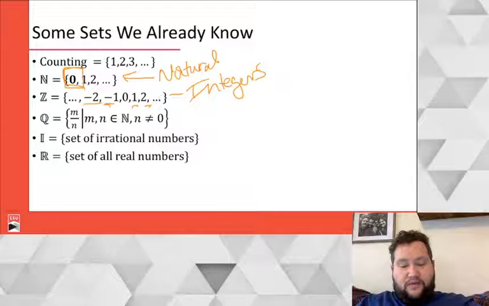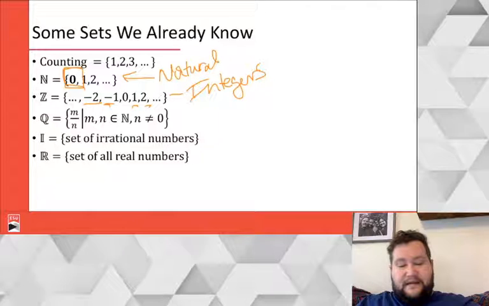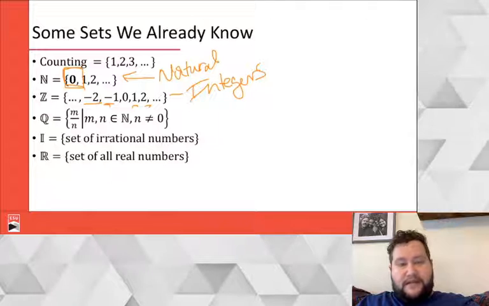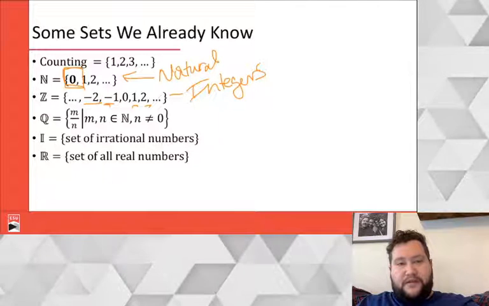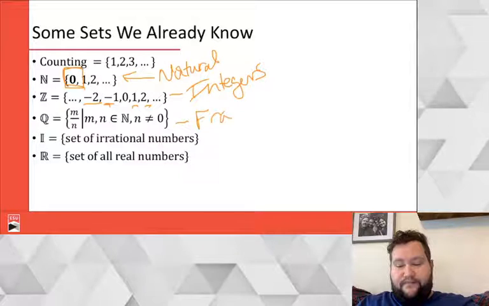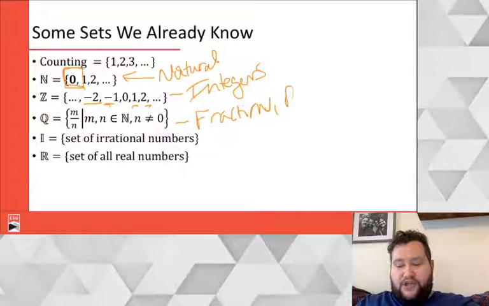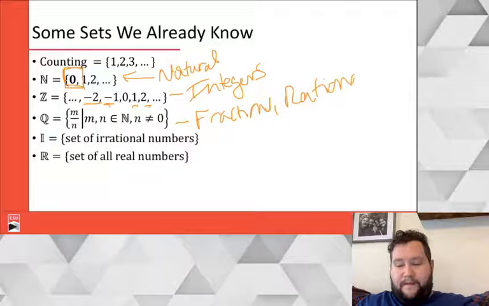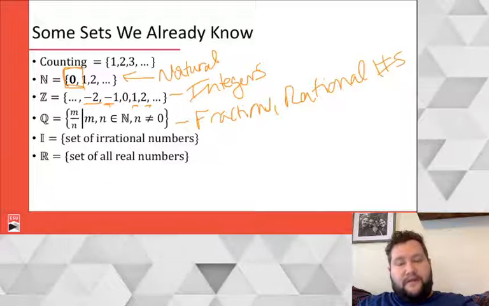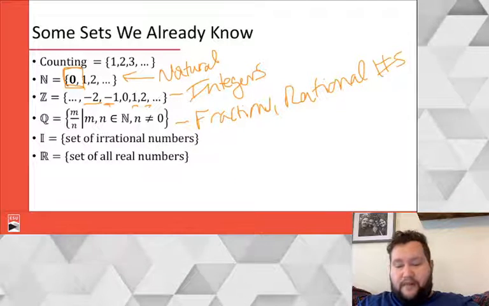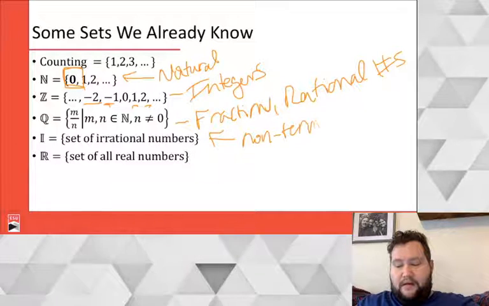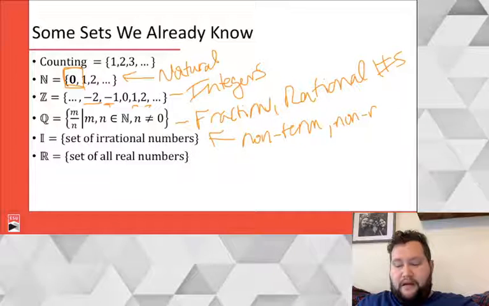And then Q is the set of all numbers m over n such that m and n are integers and n does not equal 0. Those are our fractions, or our rational numbers. I is the set of irrational numbers. So those are the non-terminating, non-repeating decimals.